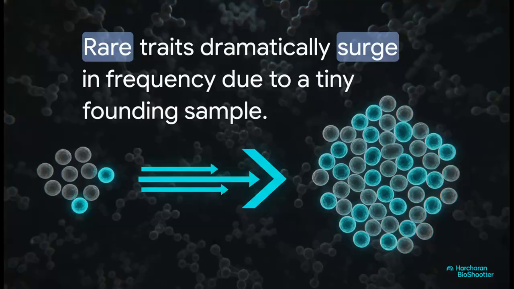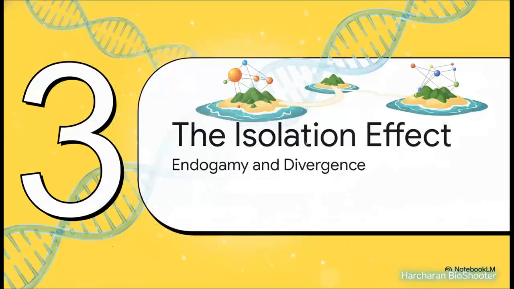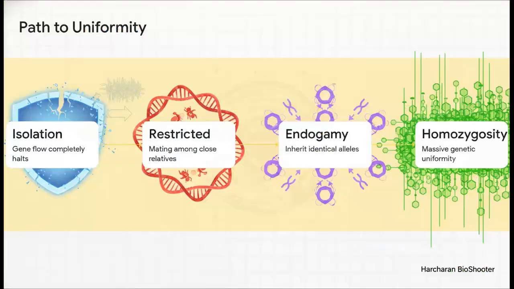Because of that exceptionally tiny starting sample, a trait that was extremely rare can dramatically and rapidly surge in frequency. Over the next generations, absolute isolation and mating within this tiny group will just amplify those once rare traits even further. Section 3. The isolation effect, endogamy and divergence. So, how does this actually play out over time? It's a pretty ruthless step-by-step process.